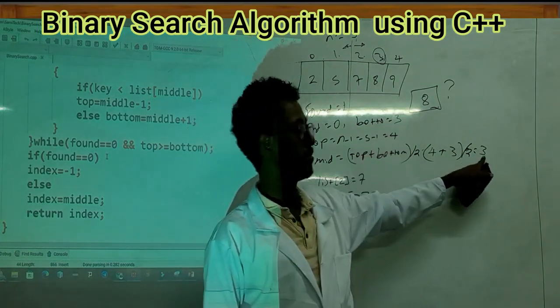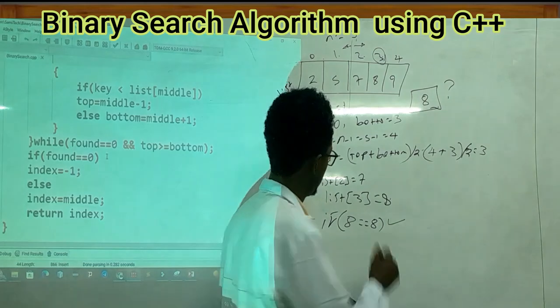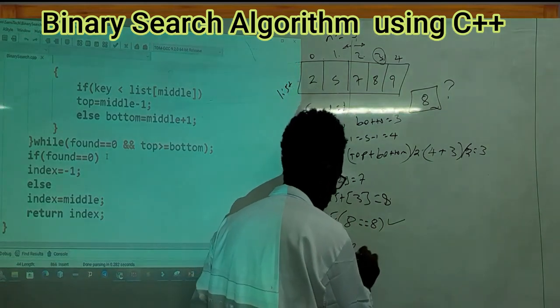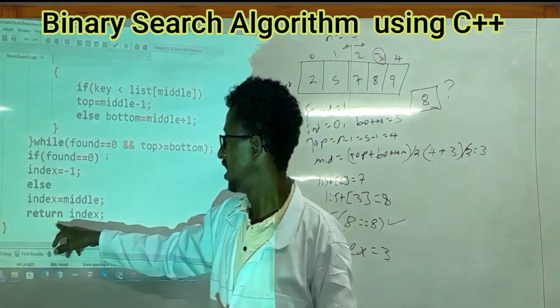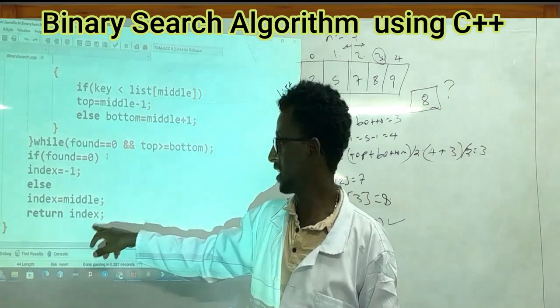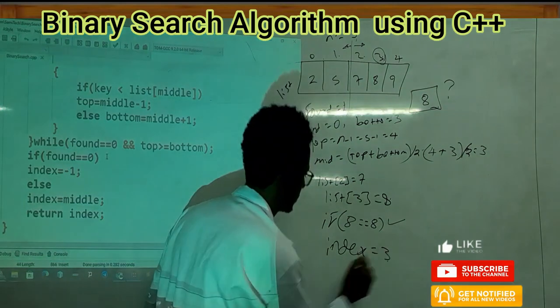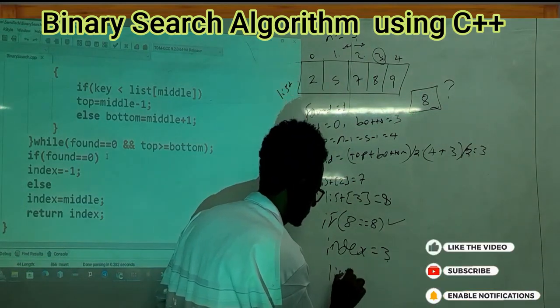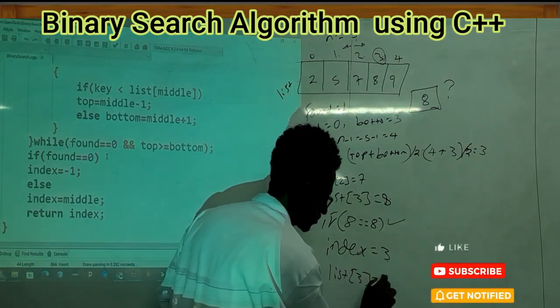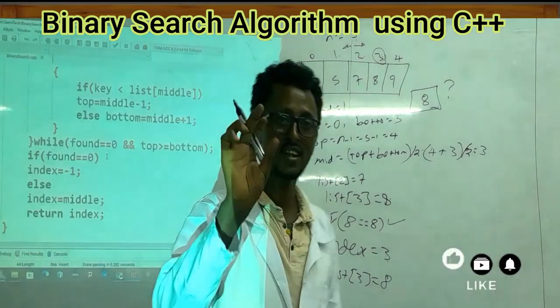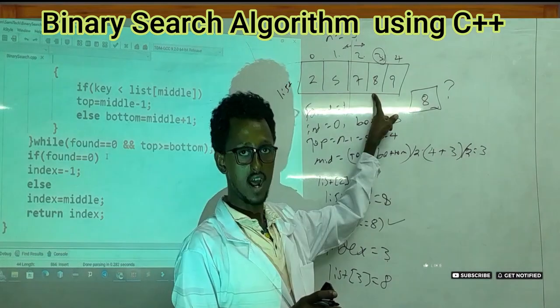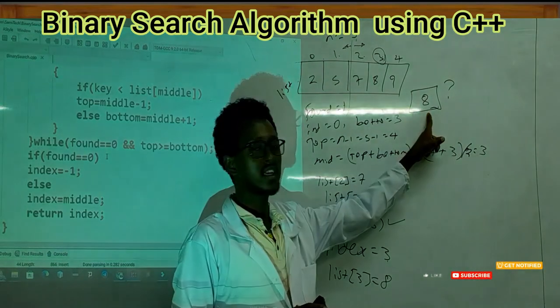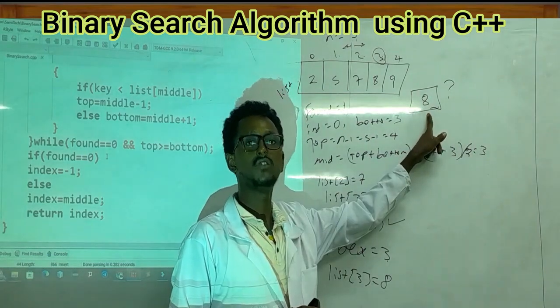Index is 3. Middle is 3. Therefore, index is equal to 3. Then what we have to do? Return the index. Therefore, when we get the 3, list of 3 is equal to 8. Therefore, at the third index of the list or the array, our required target key, which is 8, is found.